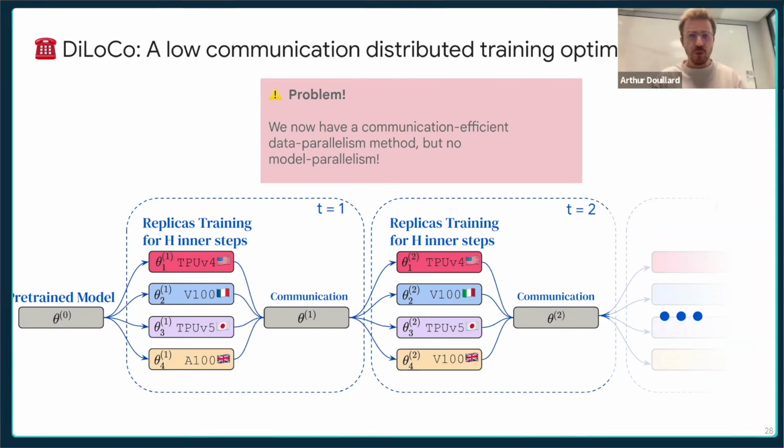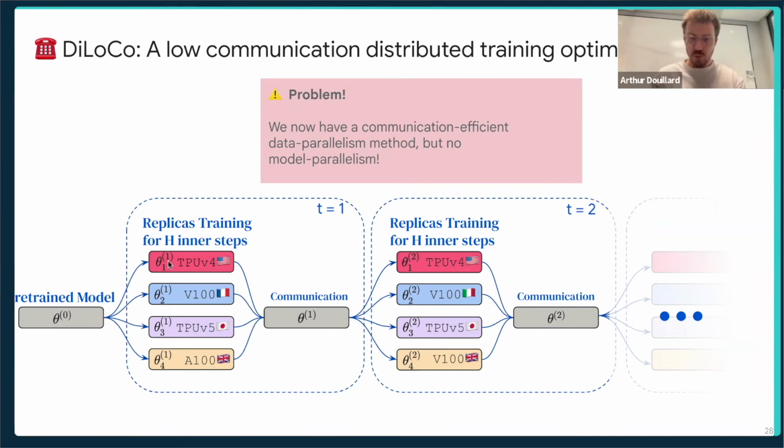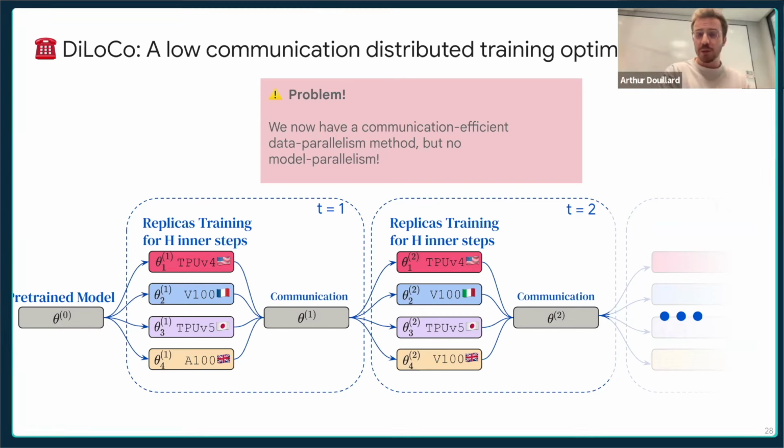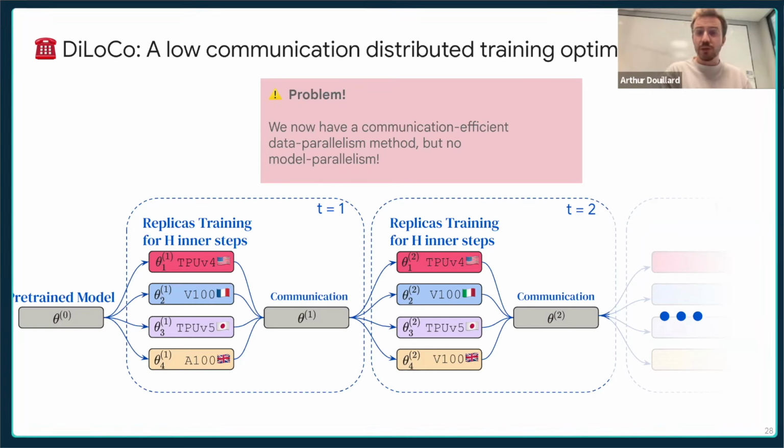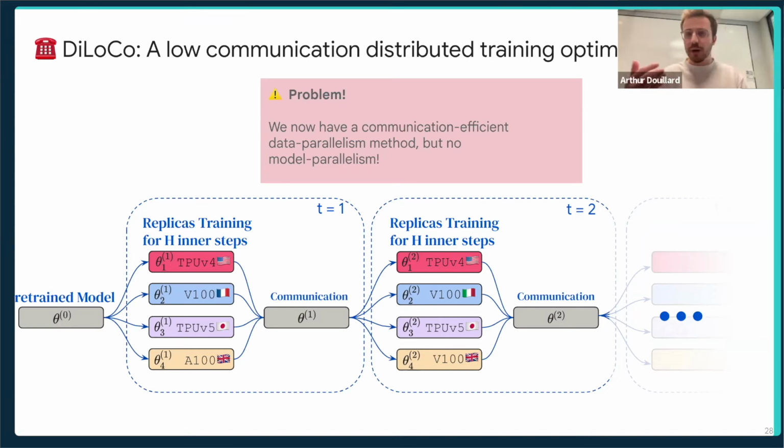So of course, in DiLoCo, each replica could internally use model parallelism during its inner optimization. However, we still need to be able to fit everything. If your model is huge, for example a GPT-5 or whatever, you probably cannot fit it into a single university cluster that is not big enough. Therefore, we also need to invent a new communication-efficient model parallelism method.